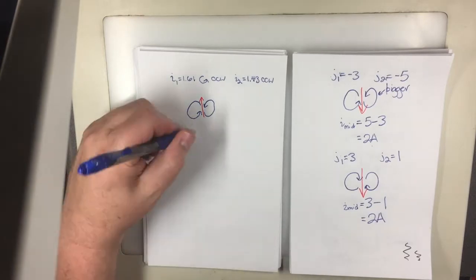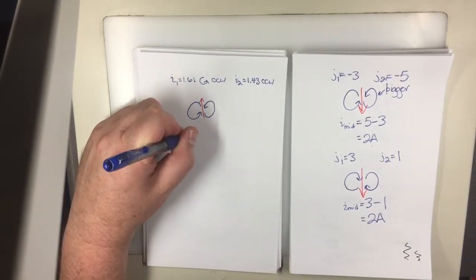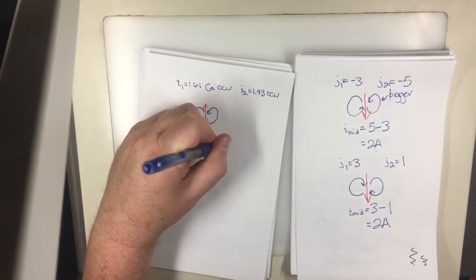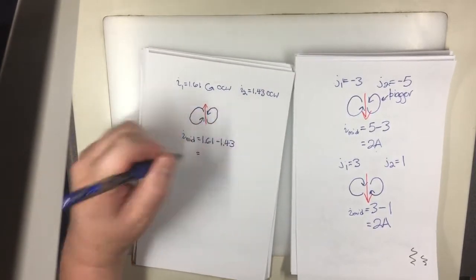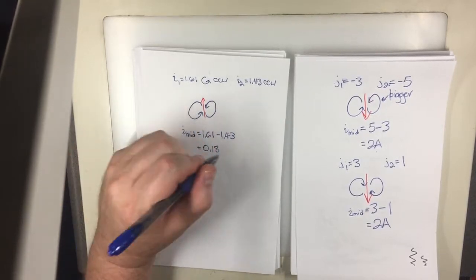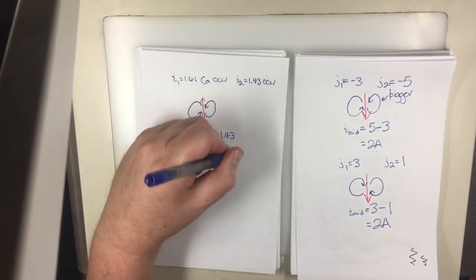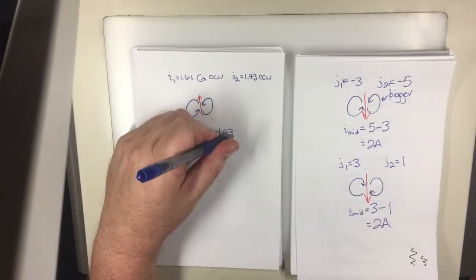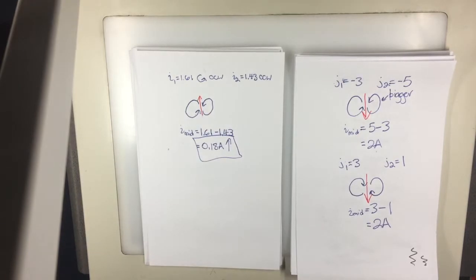The magnitude of that I mid is 1.61 minus 1.43, or 0.18 amps. And it's 0.18 amps bottom to top. And that would be the final answer of the problem.